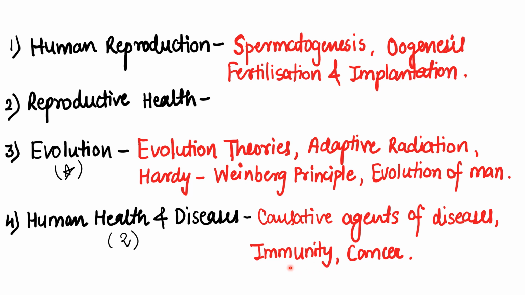Then immunity. There are 2 types of immunity given. First is innate immunity and second is acquired immunity, along with their examples. And the last, cancer. Cancer is an important disease which is given in detail in the NCERT.